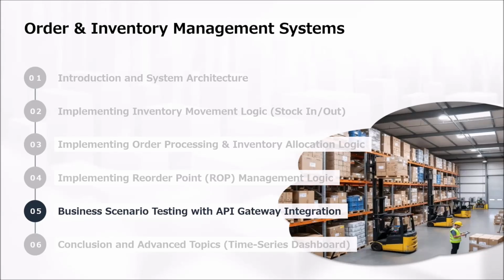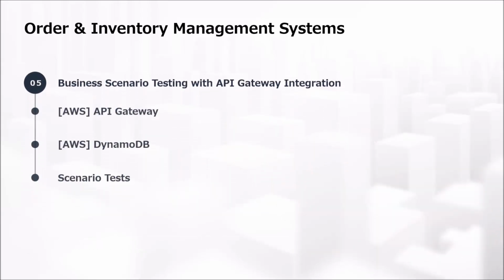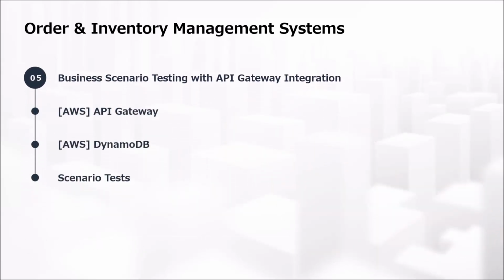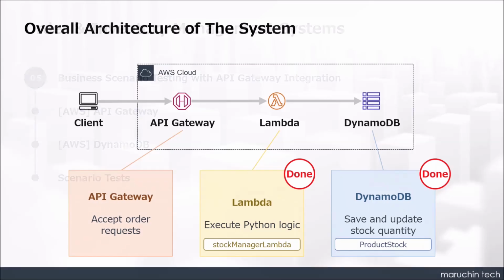Next is section 5, the business scenario testing with API Gateway integration. In this section, we will integrate the individual functions developed in the previous sections and execute scenario tests as a single unified system. In the previous sections, we completed the Lambda and the DynamoDB components. However, we do not have an API Gateway yet. Also, the Lambda function is currently in a state where we are just manually passing JSON data to invoke it, and we will integrate all the components created so far to complete it as a single system.